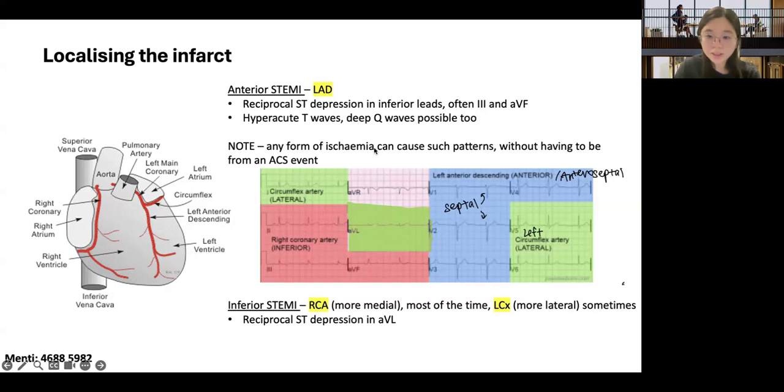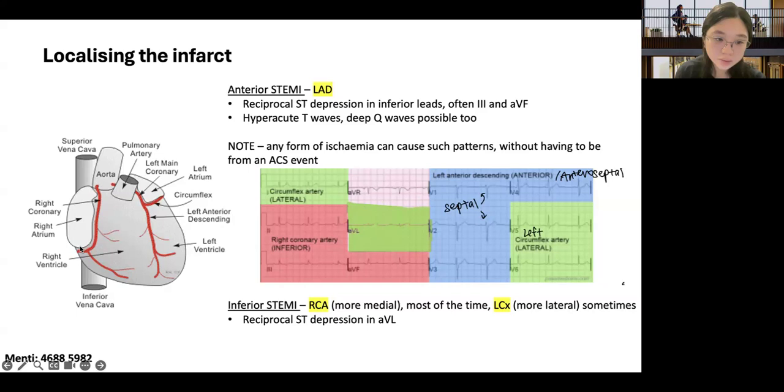It's important to note that any type of ischemia can cause similar signs to an ACS, just because it also causes ischemia. So it doesn't necessarily have to be ACS to see something like that. You want to do more investigations.